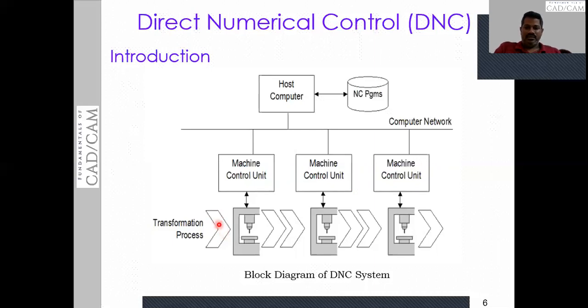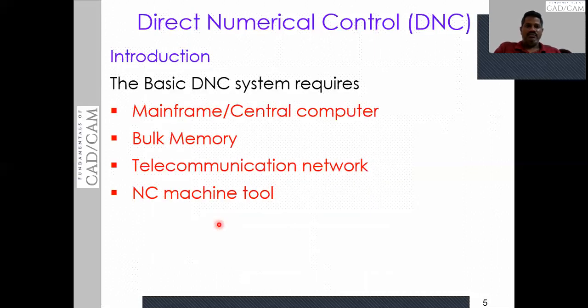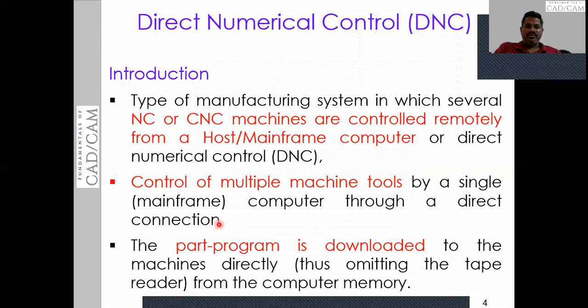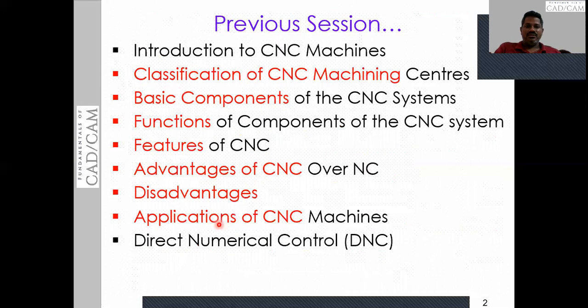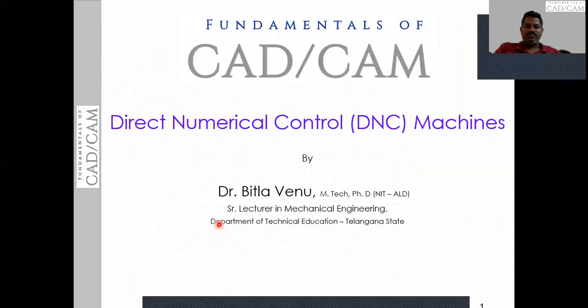Then, going back, we have seen the basic components. It must have a mainframe, central computer, bulk memory, telecommunication network, and machine tools. So these are the basic elements of direct numerical control. This is what we have seen as of now.